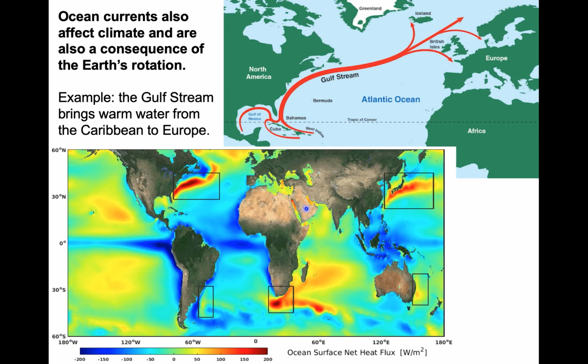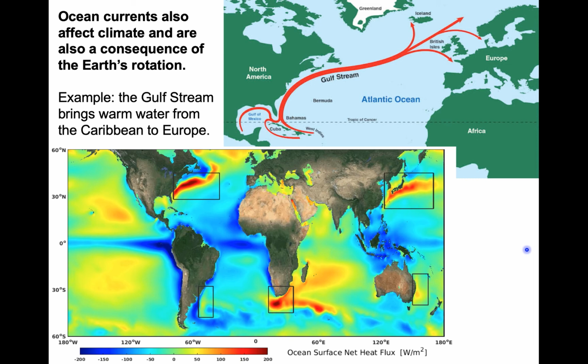Another thing that I want to point out is that the sunlight and the rotation of the Earth and the tilt of the Earth affect how air moves around the Earth, and it also affects how water moves around the Earth. So that is ocean currents. And ocean currents also have a big effect on climate.